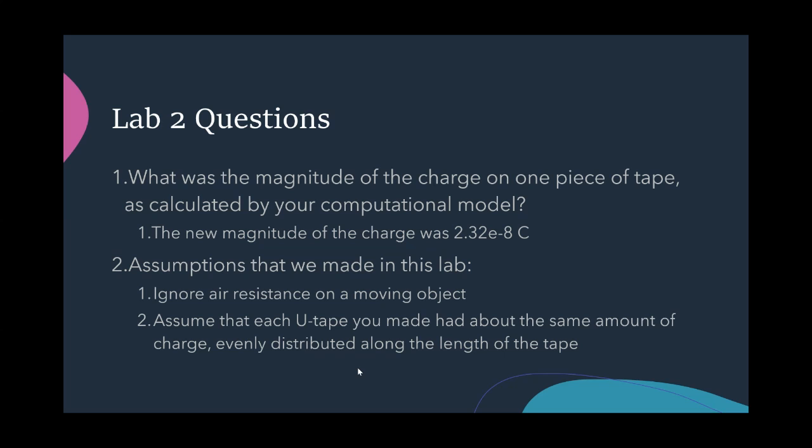These are some questions asked for Lab 2. What was the magnitude of the charge on one piece of tape? The new magnitude of the charge was 2.32e-8 coulombs. And what are some assumptions that we made in this lab? Well, first we ignored air resistance on a moving object, and second we assumed that each piece of tape had about the same amount of charge, which was evenly distributed along the length of the tape. Something to notice is that compared to Lab 1, we no longer assume that each tape is modeled as a point charge.